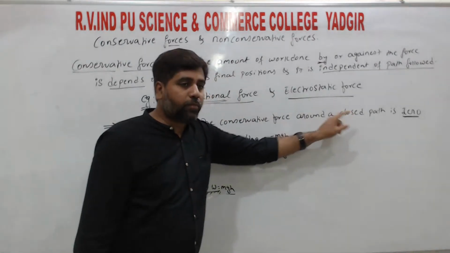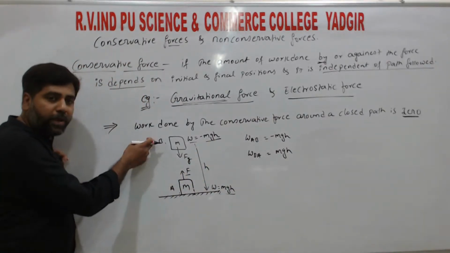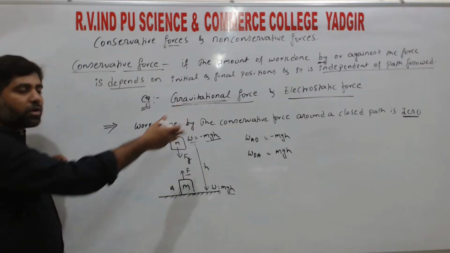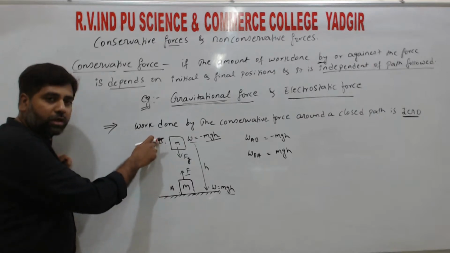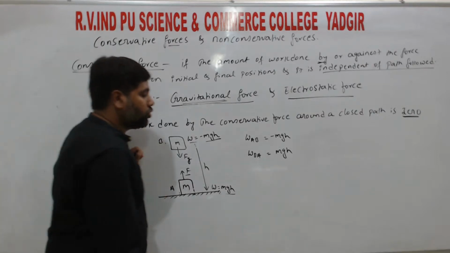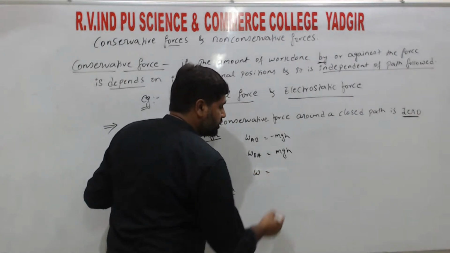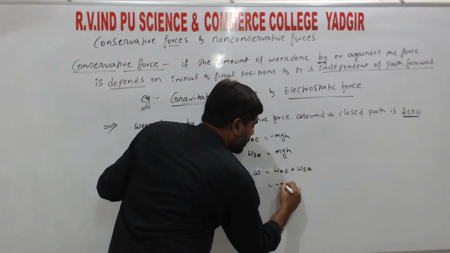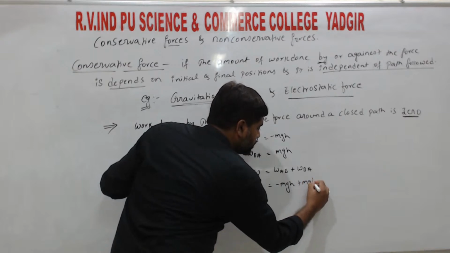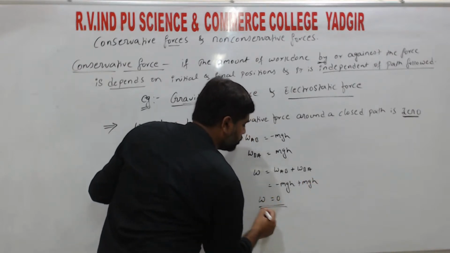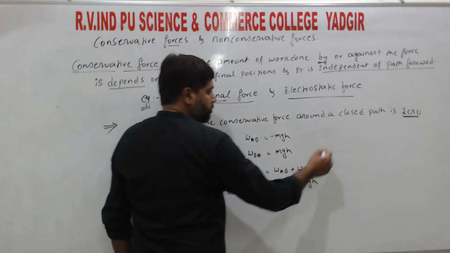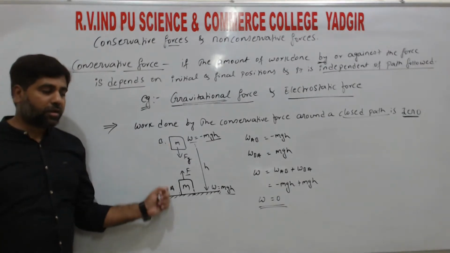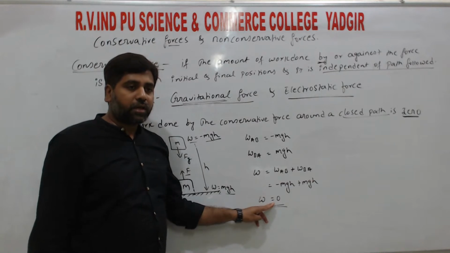Around a closed path means one complete cycle. From A to B and from B to A, we call this one complete round path, or circular path, or closed path. So it went from A to B, and then from B back to A. The total work done W is equal to WAB plus WBA, so minus mgh plus mgh, and we get work done W equal to 0. This is for the closed path. If we complete one path, the work done is always 0.